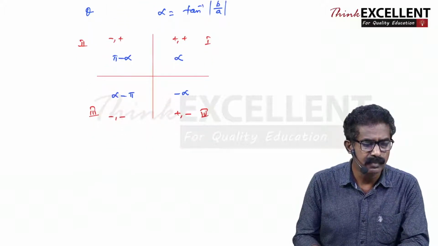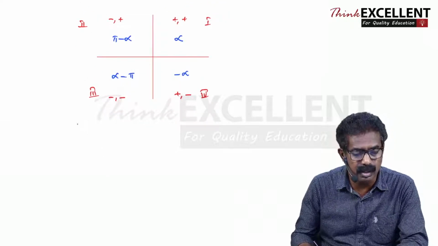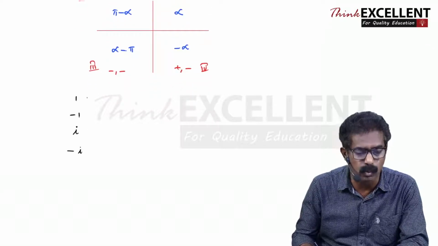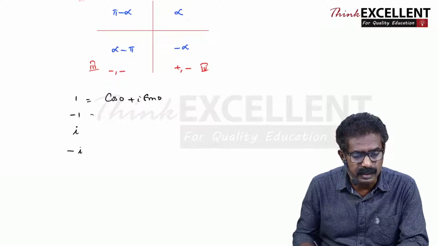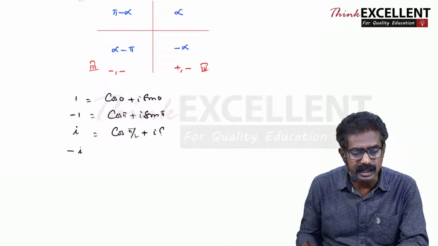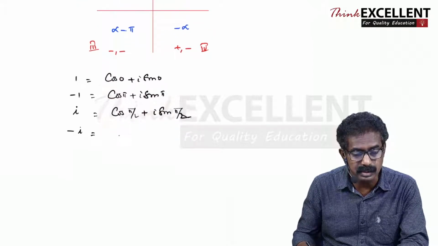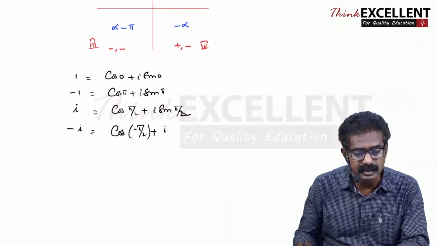Some of the standard forms you have to remember. The polar form of 1, minus 1, I and minus I. 1 is cos 0 plus I sin 0. Minus 1 is cos pi plus I sin pi. I is cos pi by 2 plus I sin pi by 2, and minus I is cos minus pi by 2 plus I sin minus pi by 2.